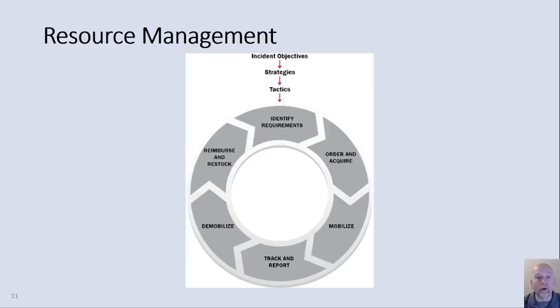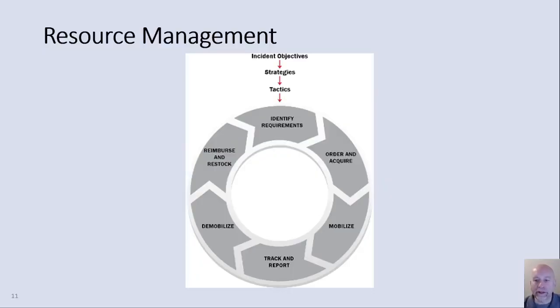Ideally, we start locally and we use as many local resources as are available. And once we get to the point where local resources are no longer available, we can request additional assistance through mutual aid agreements or by involving government assistance.